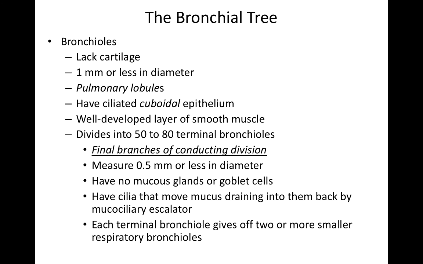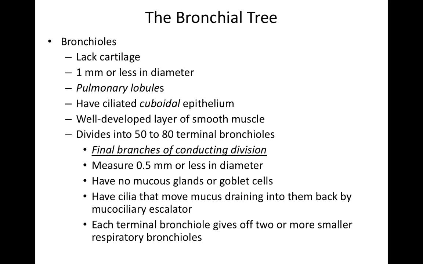The bronchioles then feed into terminal bronchioles. So each bronchiole is going to branch into anywhere between 50 and 80 terminal bronchioles, which are the final portion of the conducting division. We're talking about 0.5 millimeter or less. If you look at this histologically, mucus glands and goblet cells disappear because we're getting close to the respiratory division where mucus is going to hinder gas exchange. So we don't want there to be mucus down at the distal end of our tree. So these glands disappear. However, we still see cilia because the mucus drains down from above, and we need to, again, mucociliary escalator, beat everything upward.